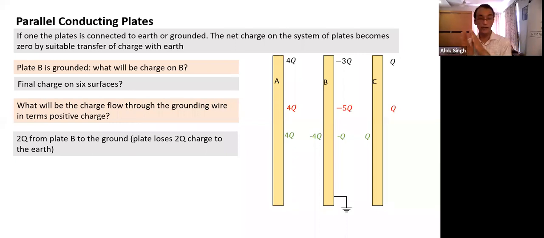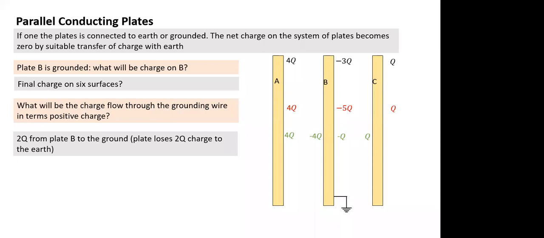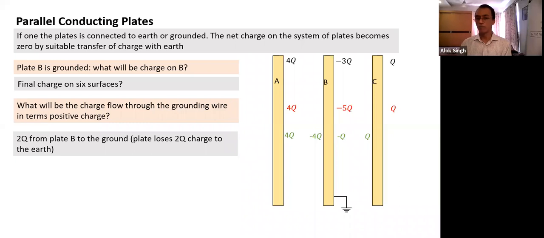Understood the difference? If none of the plates are connected, I don't know the potential, only the potential difference. In that case, I can calculate only the potential difference. The moment anything is grounded, whichever is grounded will have the same potential as the ground potential, which is 0. So this implies the potential of plate B is 0.